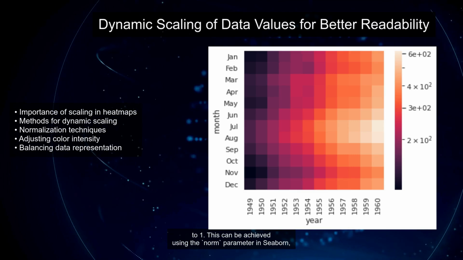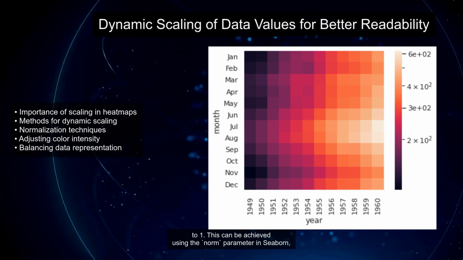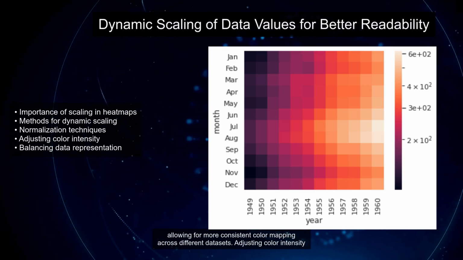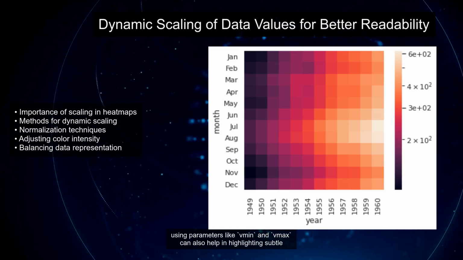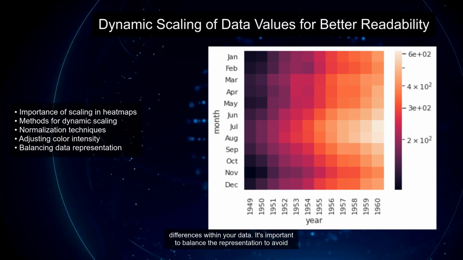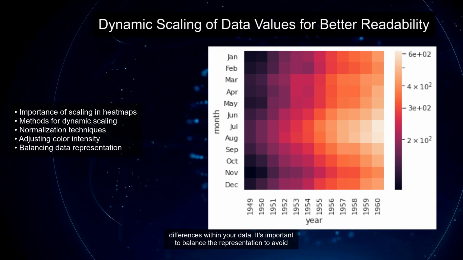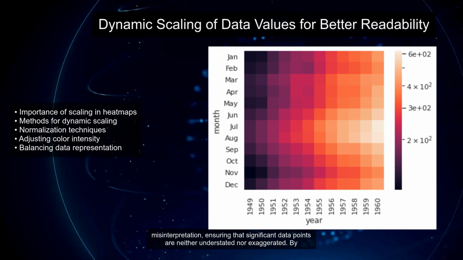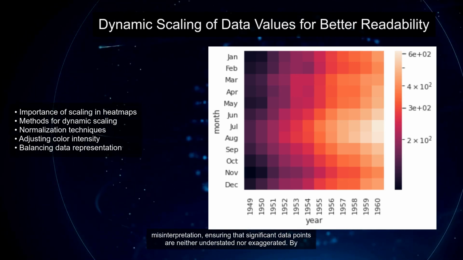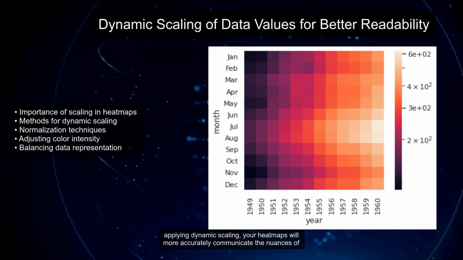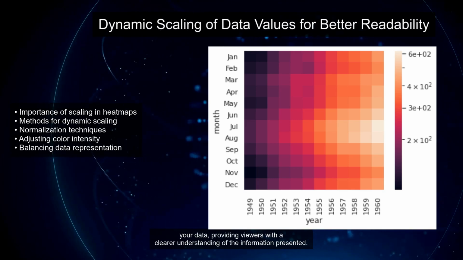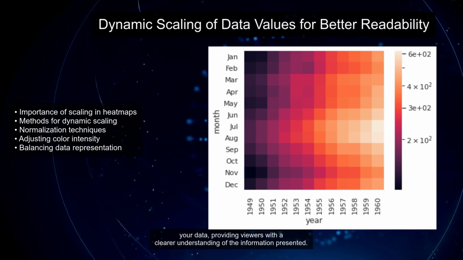This can be achieved using the norm parameter in Seaborn, allowing for more consistent color mapping across different datasets. Adjusting color intensity using parameters like vmin and vmax can also help in highlighting subtle differences within your data. It's important to balance the representation to avoid misinterpretation, ensuring that significant data points are neither understated nor exaggerated. By applying dynamic scaling, your heat maps will more accurately communicate the nuances of your data, providing viewers with a clearer understanding of the information presented.